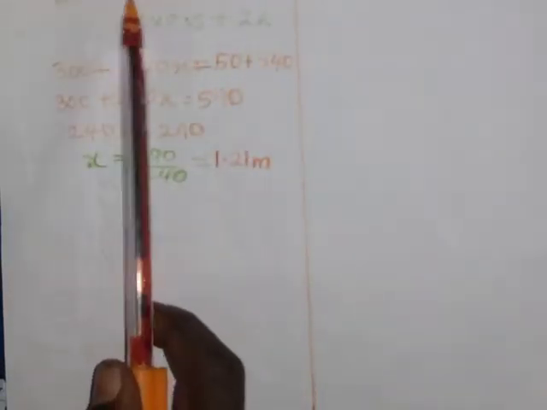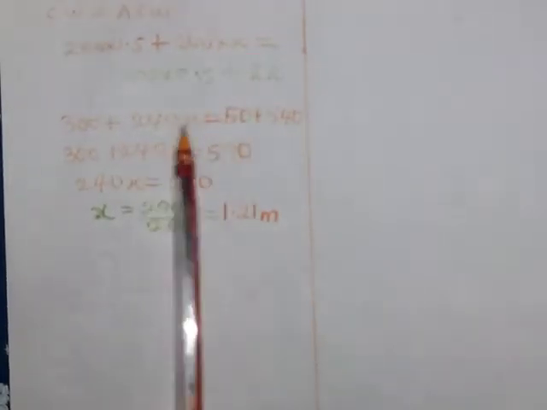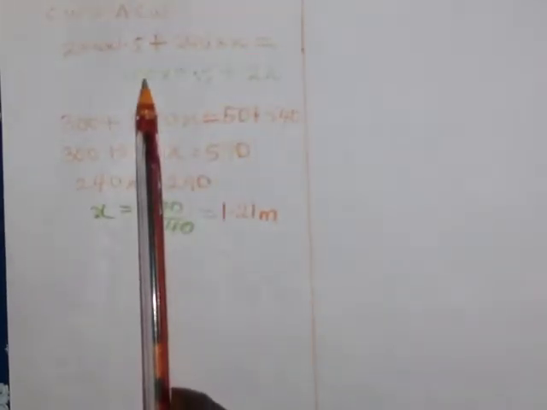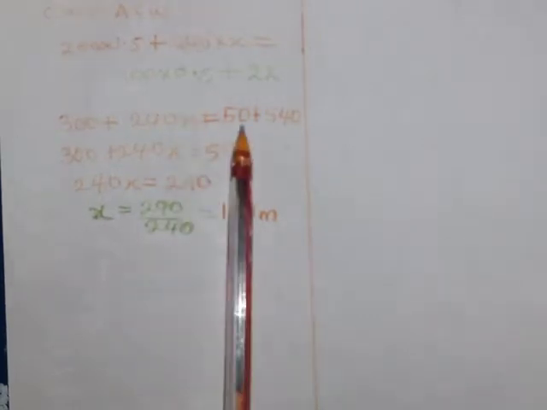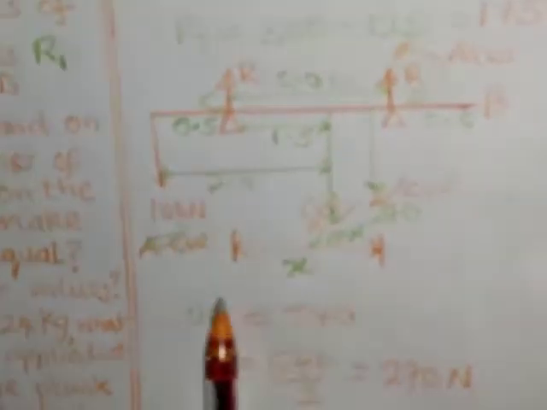So this gives us 50 plus 550. So I have 100 times 0.5. So what I did was 200 times 1.5 is 300, plus 240x equals 100 times 0.5 is 50, plus 2 arrow. You know from our previous video, 2 arrow is equal to 540. So 2 arrow is equal to 540.